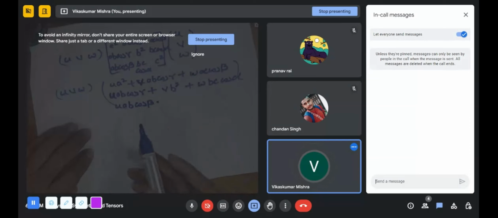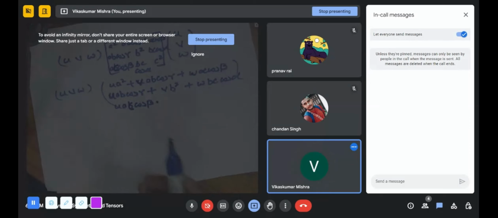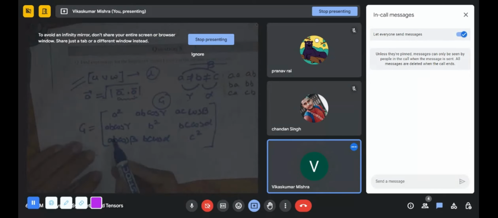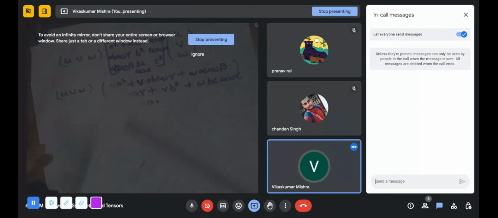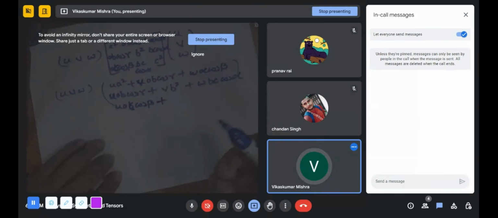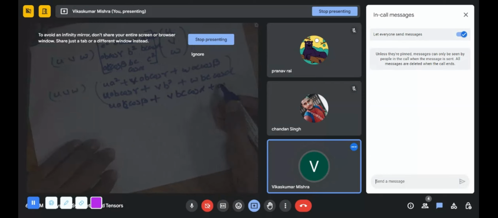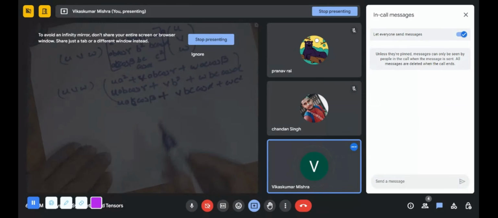How did I write this? AB cos of beta. Instead of AB, it should be AC. This is AC, pardon. So here also it will be AC cos of beta plus V times BC cos of alpha plus W times C square. Now, these are the three entries of the matrix. These are the other three entries of the matrix. We need to multiply them, and once we multiply, we will get the entire equation.